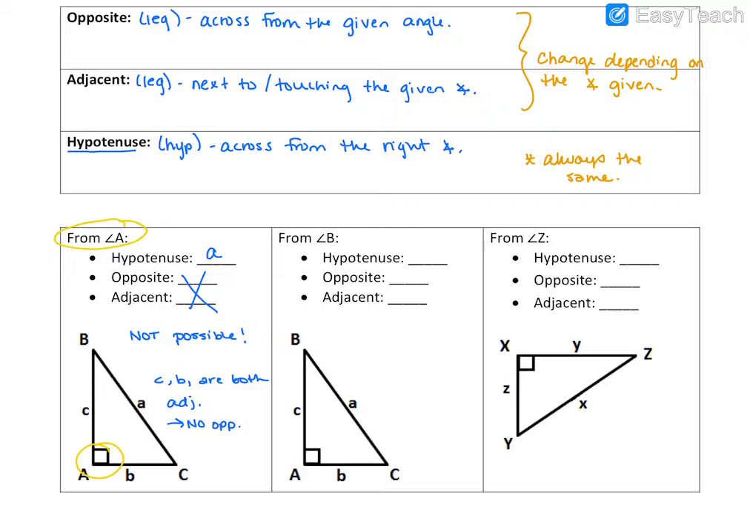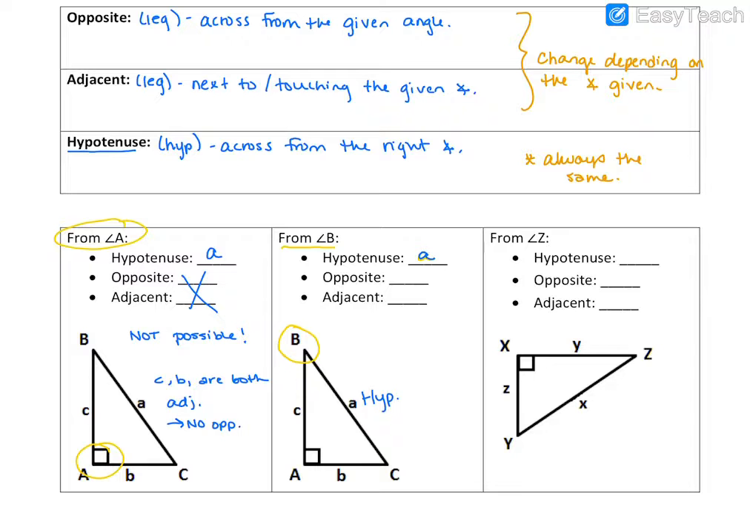Now let's go from angle B though. So if we're talking from angle B, so this is the angle we're talking about, which side is the hypotenuse? Now that's the one that's always easiest. I would always recommend filling out the hypotenuse first because you're going to find the right angle, go across from it. Our hypotenuse is A. So I'm going to label that here, hypotenuse.